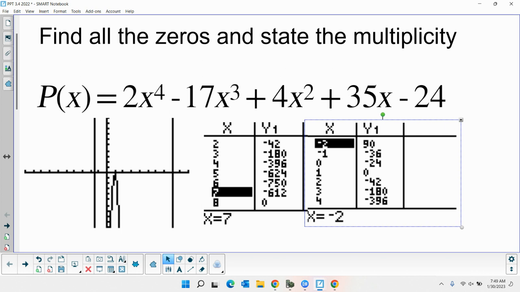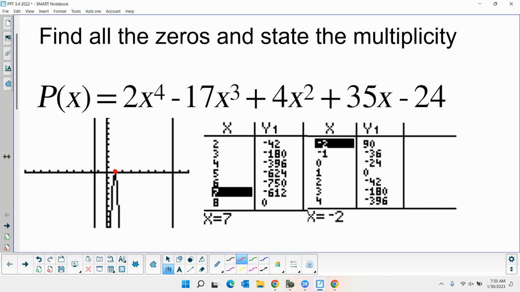You guys should be as far as me. So, how many zeros should I expect to see? 4. Do we see all 4 of them? Maybe. We only see 3 zeros, but is there any multiplicity to any of them? Yeah. What do you see at 1? It bounces. What's that mean? Works at least twice, right? An even number of times.